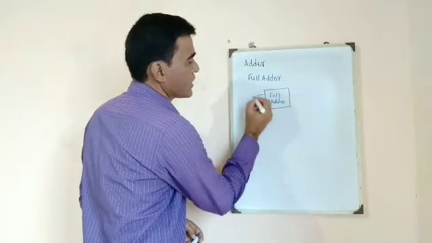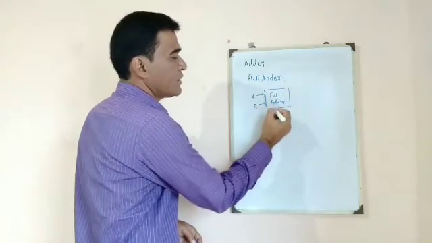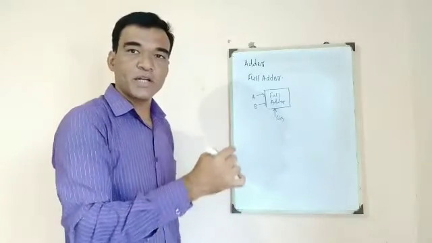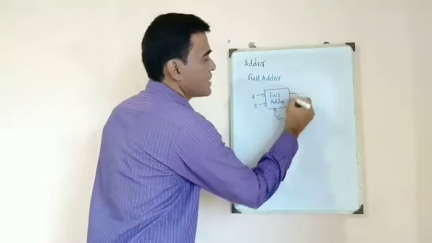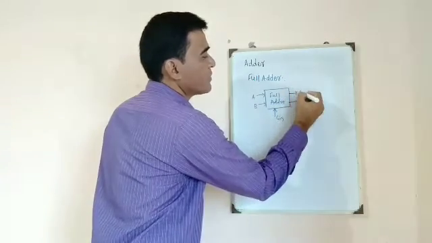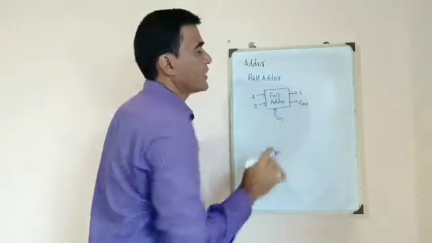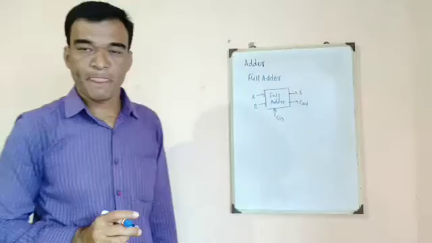Inputs to this block are A, B, these are input variables. Also it has the input Cin. Cin means the carry which is generated previously. Then it has the two outputs which are nothing but sum and carry out.